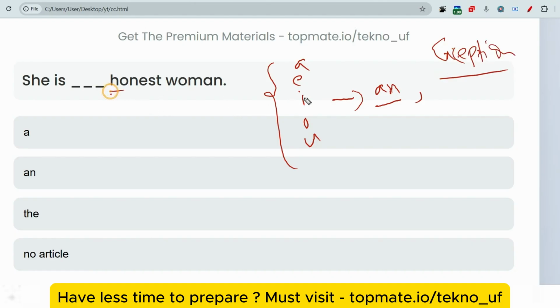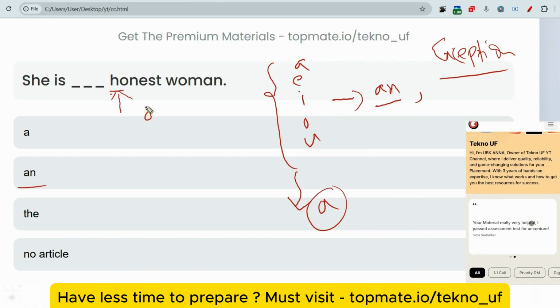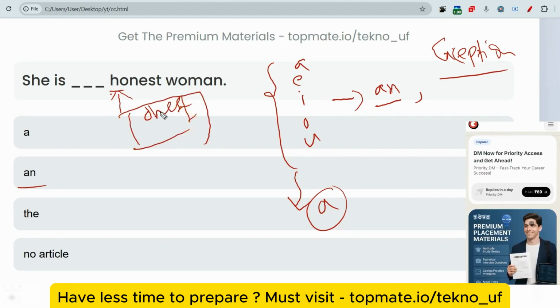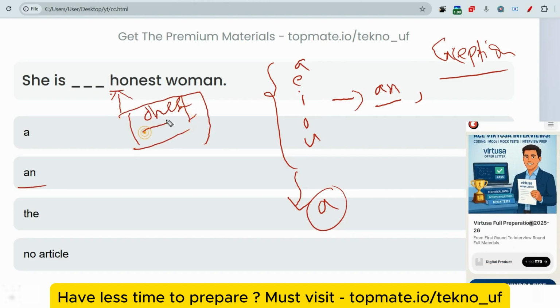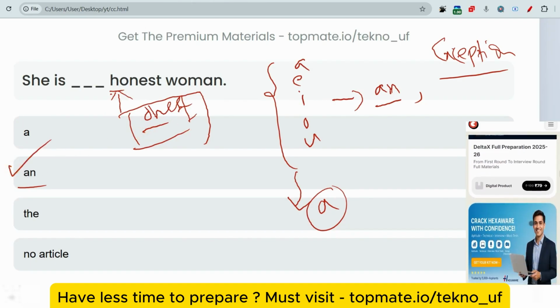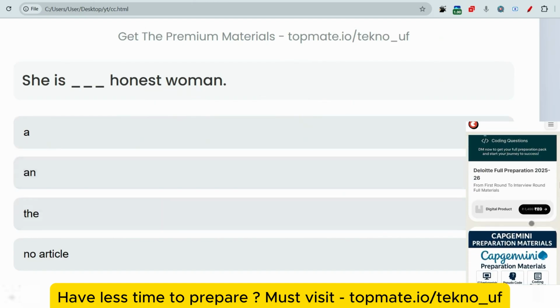Apart from these vowels, all the other alphabets are consonants, so for those we should use a. But here it is a consonant, still we'll use an. Why? Because this is an exceptional case, where we pronounce honest as 'onest', not 'honest'. As this starts with a vowel sound, we'll use an in this case. I hope you understood. Let me go to the next question.